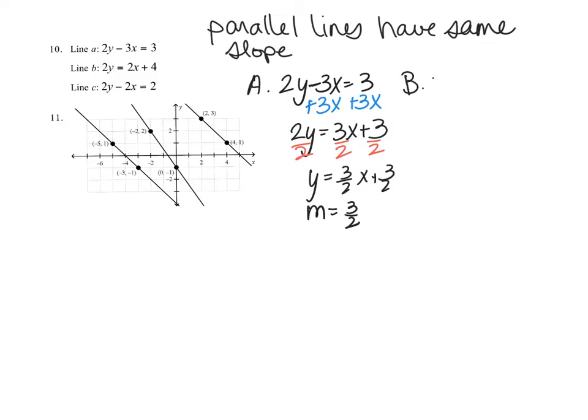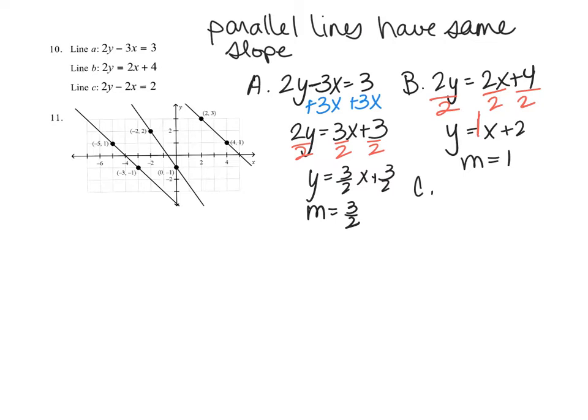Then equation B, 2y equals 2x plus 4. So here we can just divide by 2 to get y by itself because the x is already on the other side. And we get y equals x plus 2. So your m is 1. Remember, there's always that imaginary 1 in front of the x if it doesn't have a number in front.